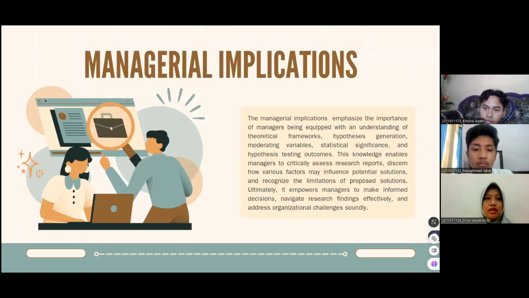The next is about managerial implications. The managerial implications emphasize the importance of managers being equipped with an understanding of theoretical frameworks, hypothesis generation, moderating variables, statistical significance, and hypothesis testing outcomes. This knowledge enables managers to critically assess research reports, discern how various factors might influence potential solutions, and recognize the limitations of proposed solutions. Ultimately, it empowers managers to make informed decisions, navigate research findings effectively, and address organizational challenges soundly.